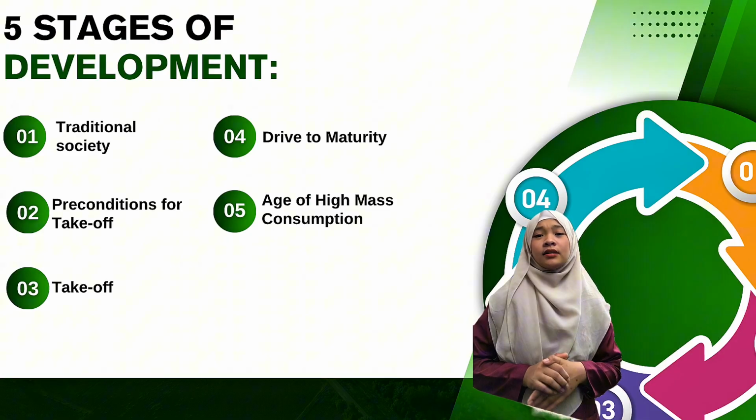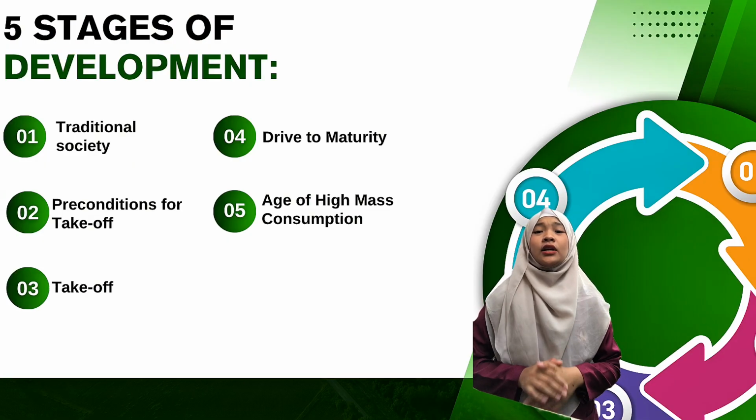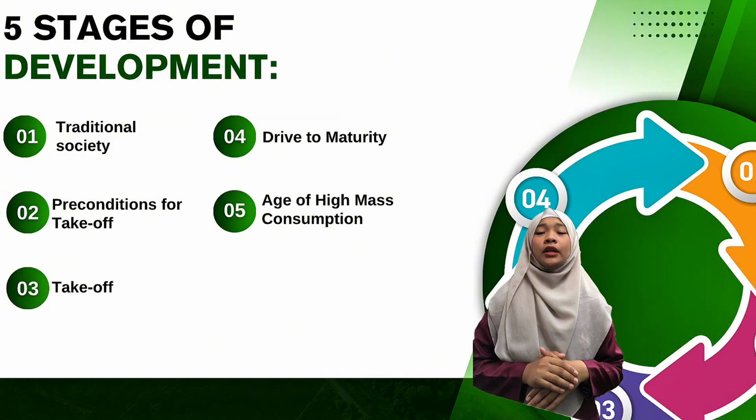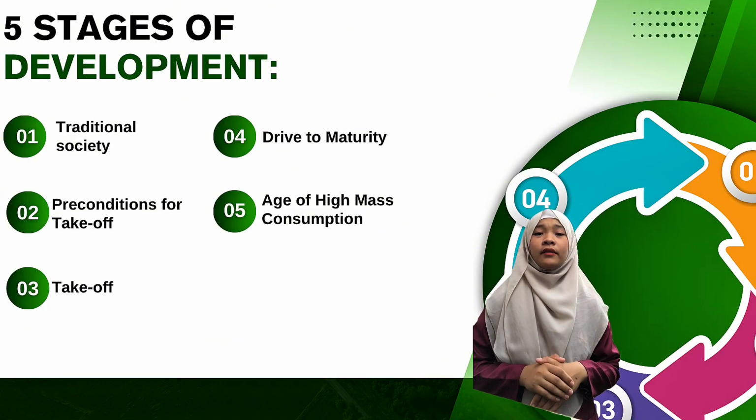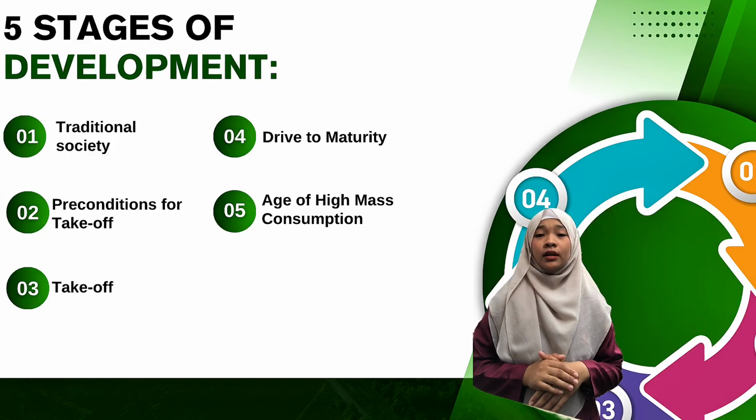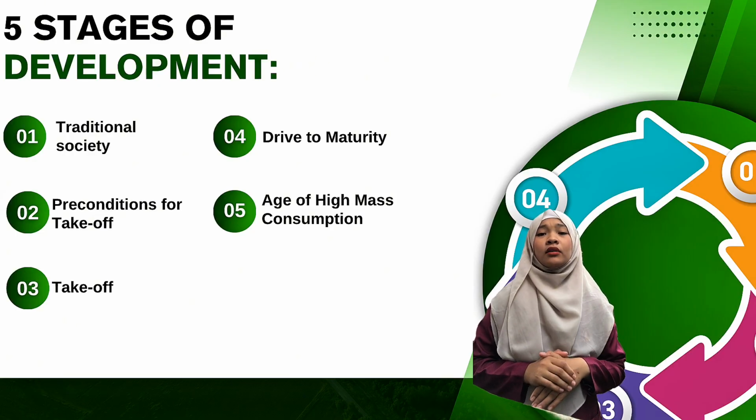So the first stage is called traditional society. In this stage, people mainly depend on farming and agriculture to survive. Most families live in rural areas and produce only enough food for themselves. Technology is limited, trade is very low, and people are mostly focused on local concerns rather than international connection.